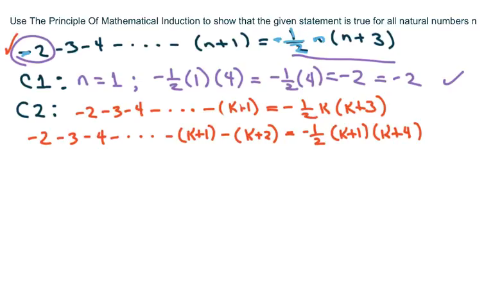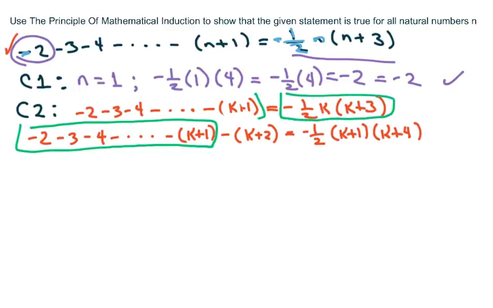Now we want the right side to look like the left side. I'm going to use substitution. This piece here equals this piece, because it's right here. And so I'm going to write that down. This is negative 1/2 k times k plus 3 minus k plus 2.